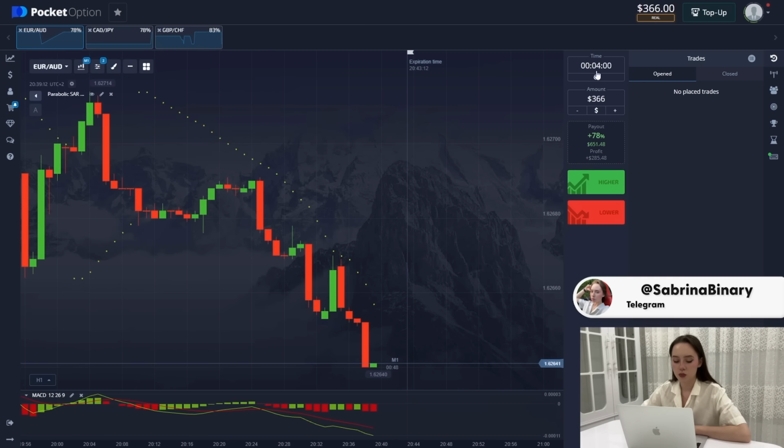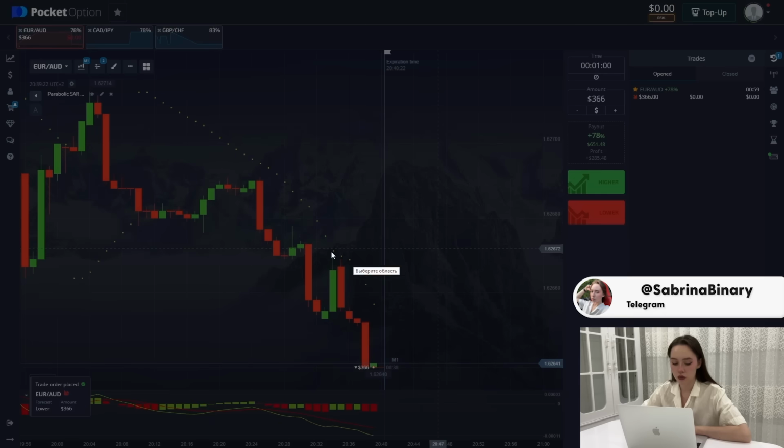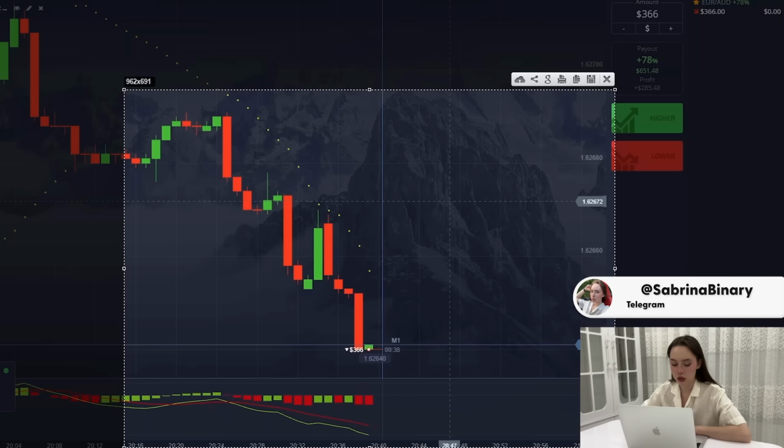This currency pair is perfect for me. Let's set a smaller time frame of 1 minute only, and in this case it's better to open a trade on the price decrease, as we observe on the parabolic indicator that the points are built at the top of our chart. This all indicates the downward trend.